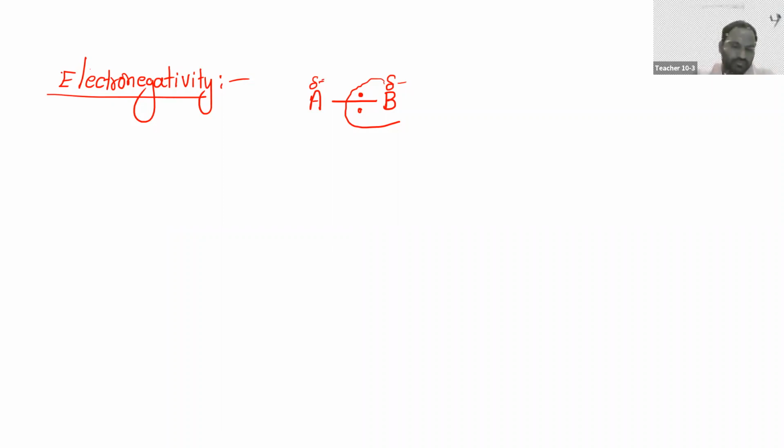Tendency of attracting bond pair of electrons or shared pair of electrons towards itself is called electronegativity.